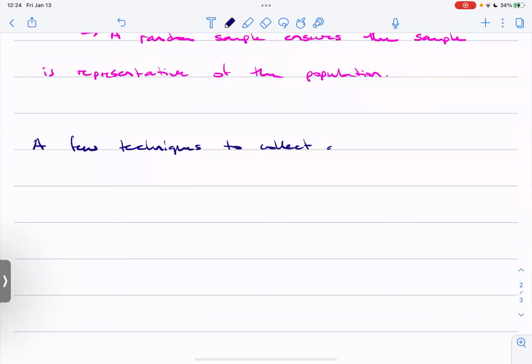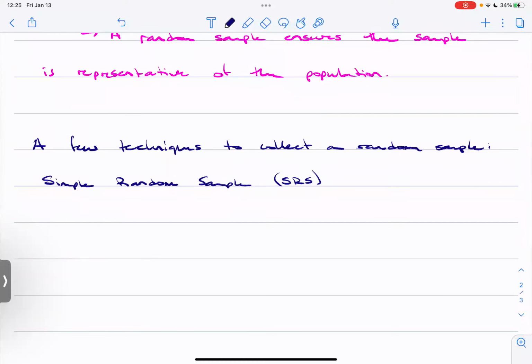To collect a random sample, we can do a simple random sample. Later on in our questions, it'll say an SRS of size 40 or whatever was collected. And that just means that it was a simple random sample. Okay. And I'll tell you what that is, but it's exactly what it sounds like. It's just a random sample from the population.